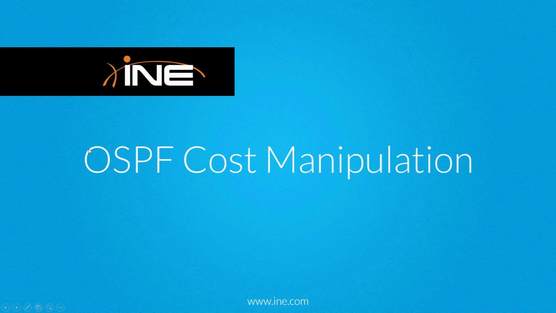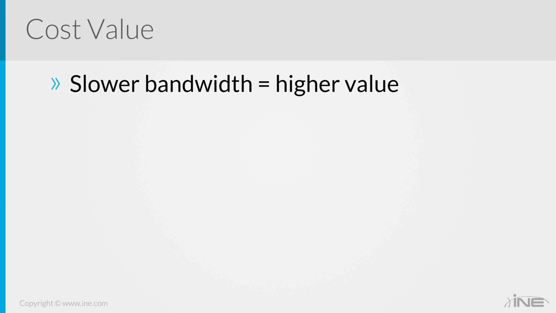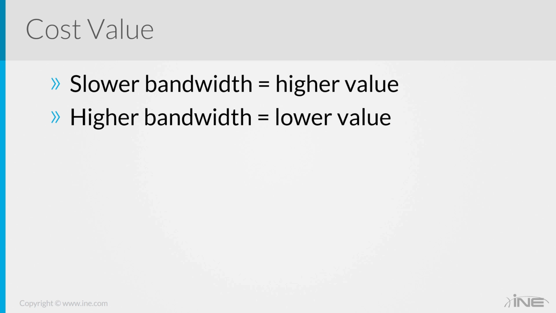In this video, we're going to start taking a look at OSPF cost manipulation. Now, the cost value is how OSPF determines how to get from point A to point B, and that's pretty much the only thing it does. It uses the metric of bandwidth to manipulate the cost. So a slower bandwidth is going to equal a higher value. A higher bandwidth is going to equal a lower value.